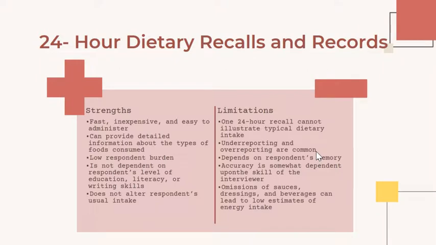Okay, so here are the strengths and limitations of the 24-hour dietary recalls and records. For the strengths, of course, it is fast, inexpensive, and easy to administer. It can provide detailed information about the types of food consumed. There is low respondent burden because it is only done for around 24 hours, or you just have to recall what you ate for the last 24 hours.